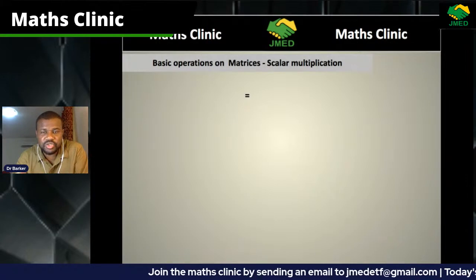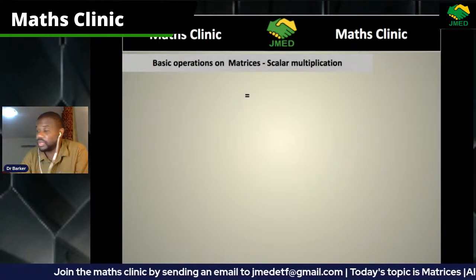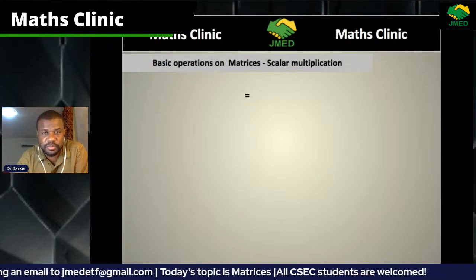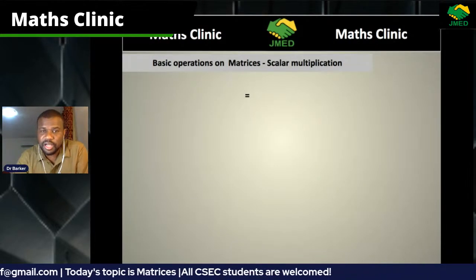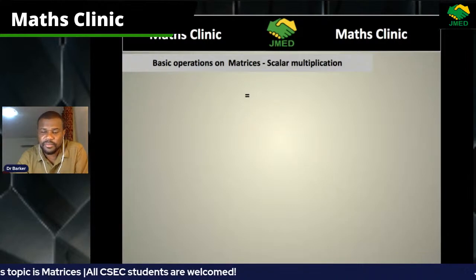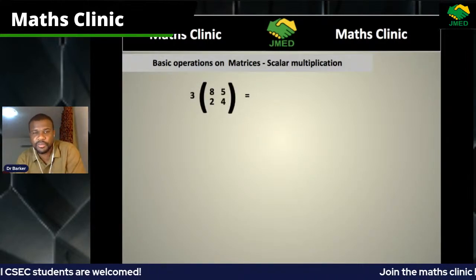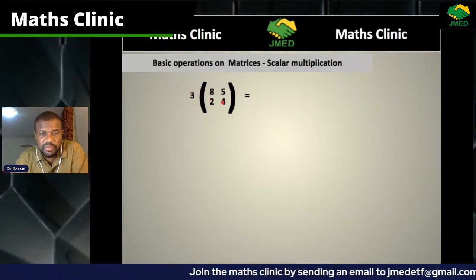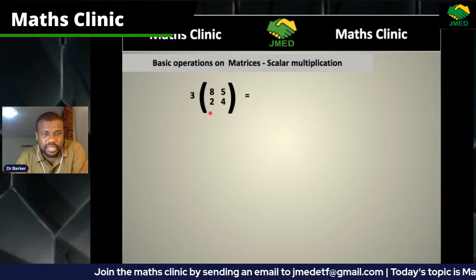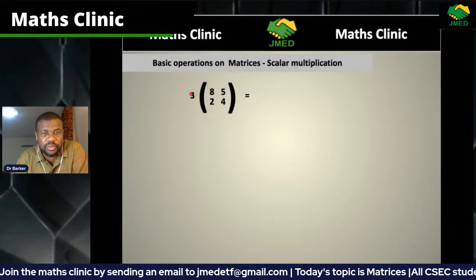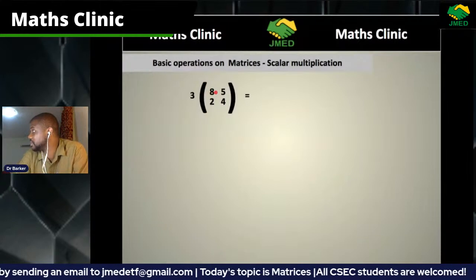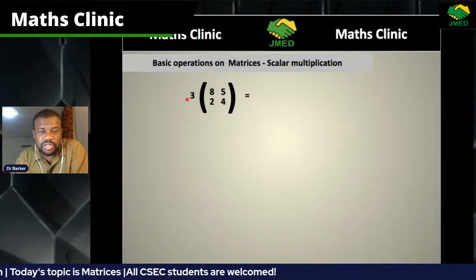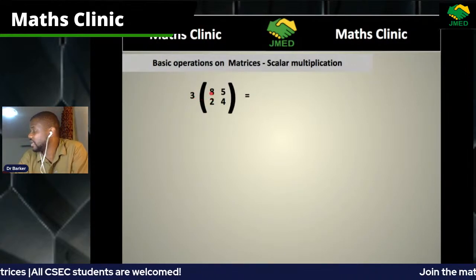Now, multiplication has 2 types of multiplication. You have what we call scalar multiplication, and we also have matrix by matrix multiplication. So scalar multiplication is not really difficult to do. I'll just quickly show you what happens. This is where we have a number multiplied by the matrix. So it's not really a complicated process. We take this number and we multiply, similar to what we would do for brackets. We take this number and multiply by each element.